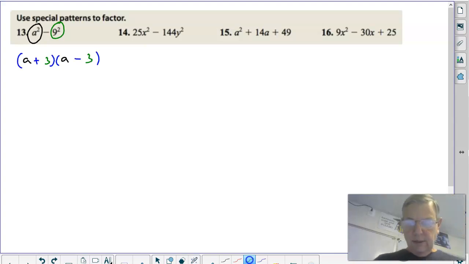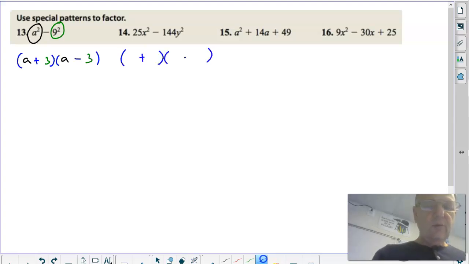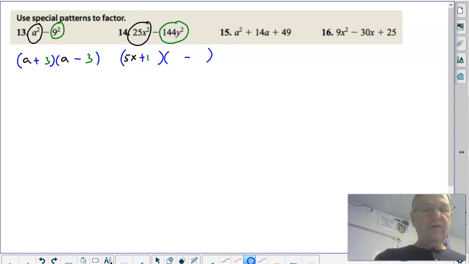All right. This second one is also a difference of 2 squares. Plus in the middle of one, minus in the middle of the other. Square root of the front in the front. Square root of 25 is 5. Square root of x squared is x. Square root of the back in the back. Square root of 144 is 12. Square root of y is y.